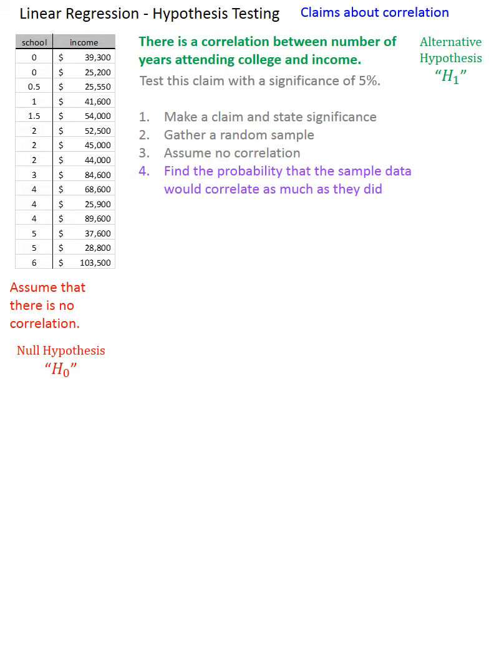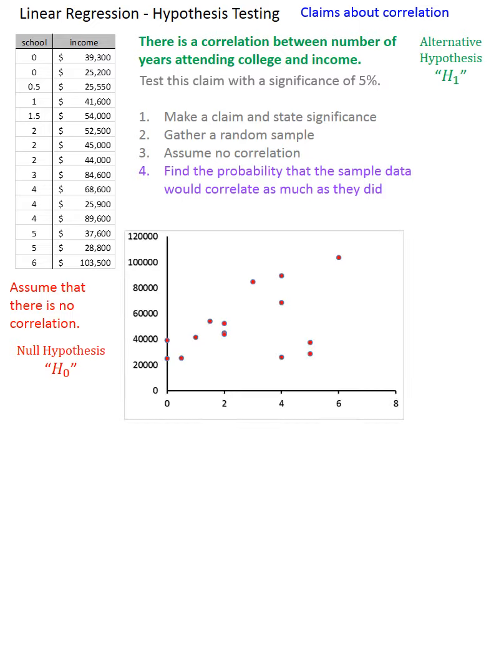The next thing that we want to do is find the probability that under the null hypothesis, under this assumption that there is no correlation between these variables, this data, this random sample, could have occurred just coincidentally. Here's a scatter plot of the data, and you can see a slight upward trend. There is sort of the general notion from the scatter plot that the more years of college you attend, the more money you make, as a general statement.